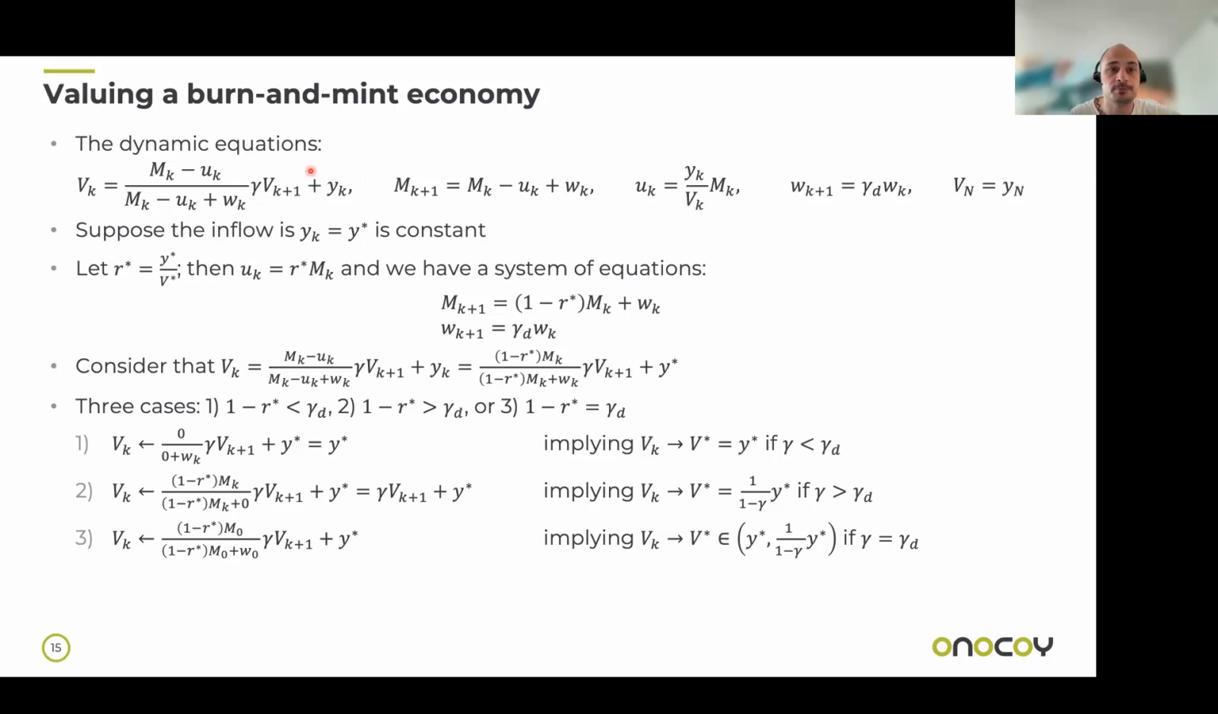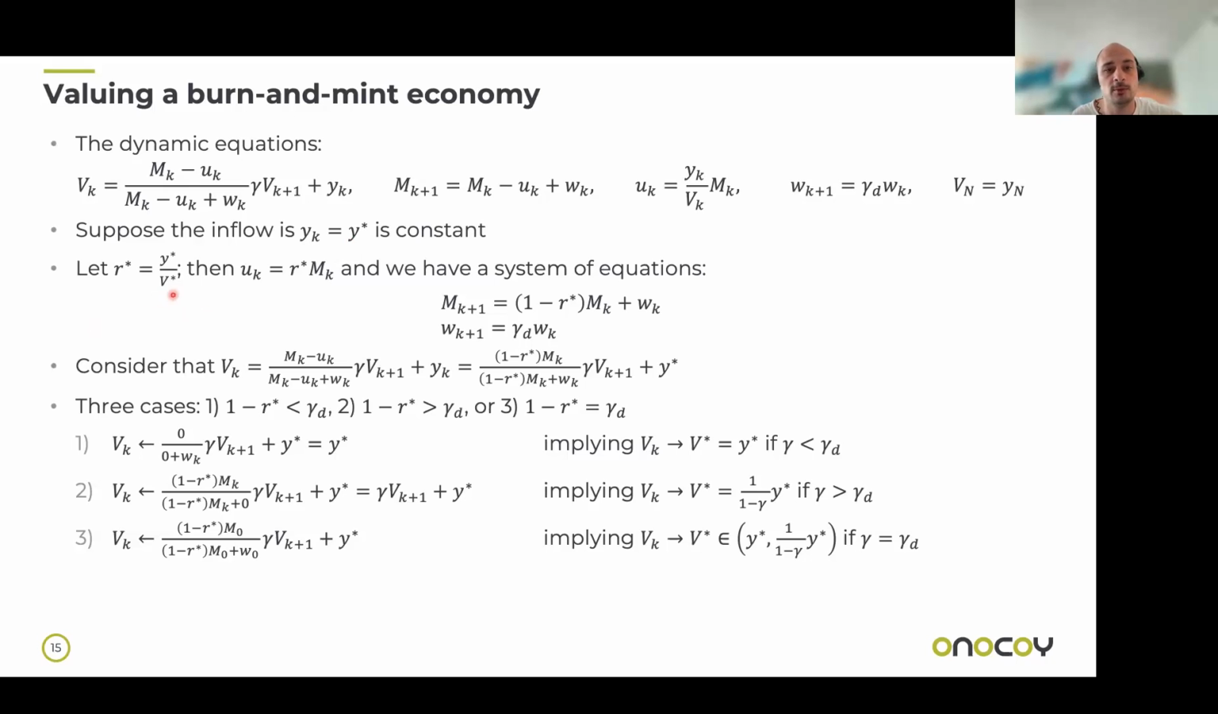And the way to analyze this, and again, we're going to stick with more math here, is to look at the dynamic equations and then look at the equilibrium. I want to know what the value of the economy is at equilibrium. So I assume that the inflow of the revenues is constant, so it's just Y star. What happens in the long term, at equilibrium?